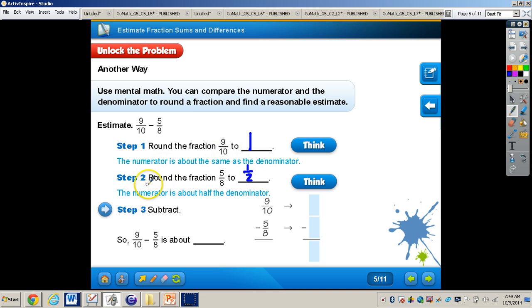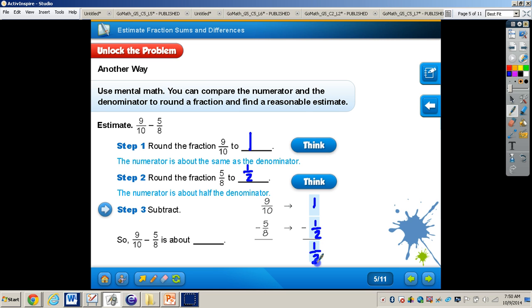All right, now we can see from here, step 3, we can subtract. So we have all of our rounded fractions. 9/10 is rounded to 1. 5/8 is rounded to 1/2. So we have 1 minus 1/2 is going to give us 1/2.